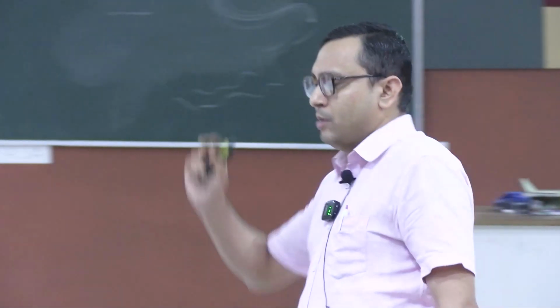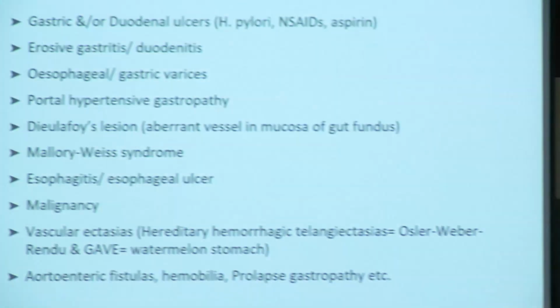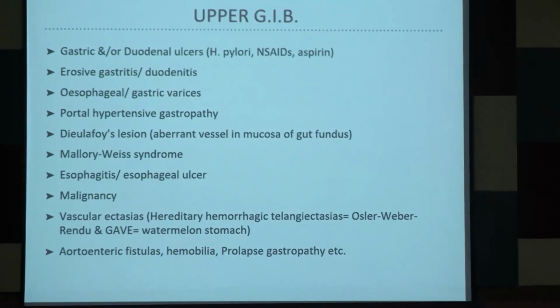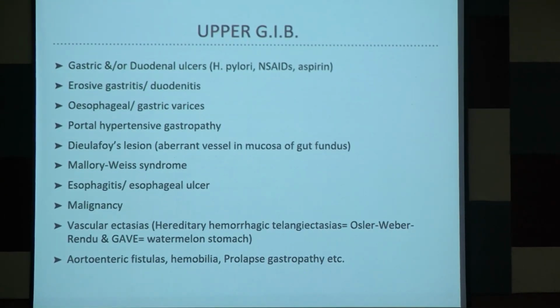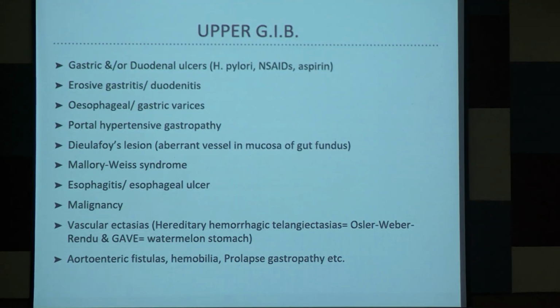If you are given a 10 marks question on GI bleed, there must be a component where you will be asked to note down the causes of upper GI bleed. So I have pointed out most of the important causes of upper GI bleed. The most common causes are gastric or duodenal ulcer. There can be erosive gastritis or duodenitis, esophageal or gastric varices. These are common entities. You are familiar with these terms. Okay. After that, portal hypertensive gastropathy.